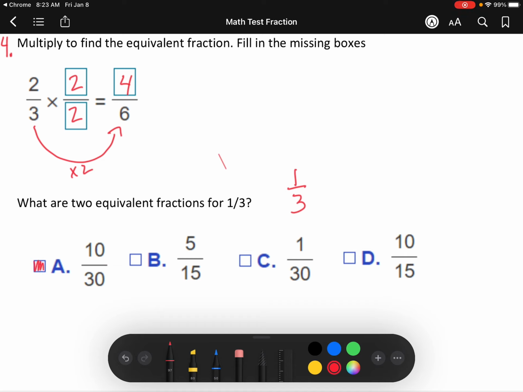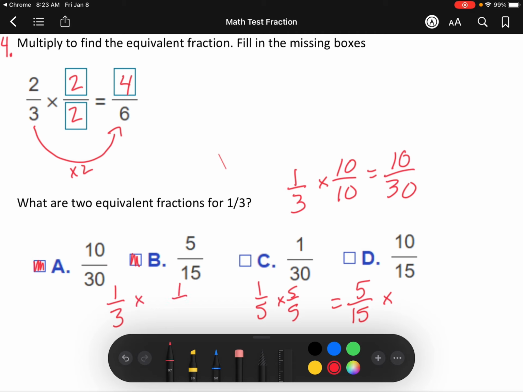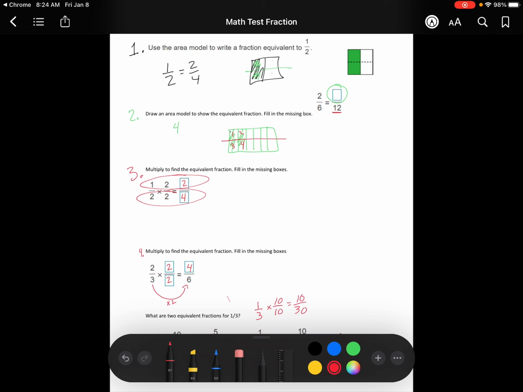Well, if you selected 10/30ths, because that is times 10 over 10, that is correct. And if you selected 5/15ths, you are also correct, because that is times 5 over 5. These other ones, there's no way I can get from 1/3 to 1/30th. There's nothing I can multiply because that'd be times 10, but then this should be times 10, and it's not. Same thing with 10/15ths. There's nothing I can multiply to get from 1 to 10 because that would be times 10, because this is not times 10. So these are not equivalent. So our answers are just A and B. Okay, to our next one now.